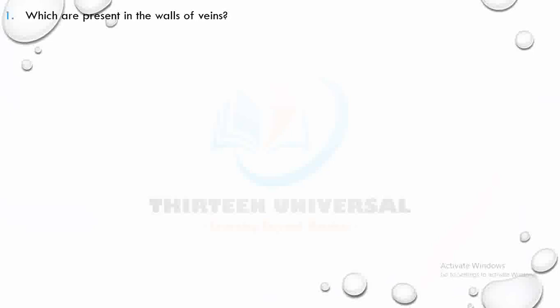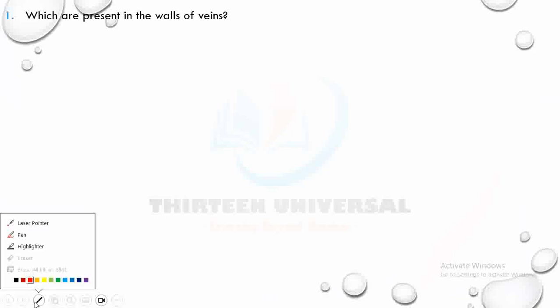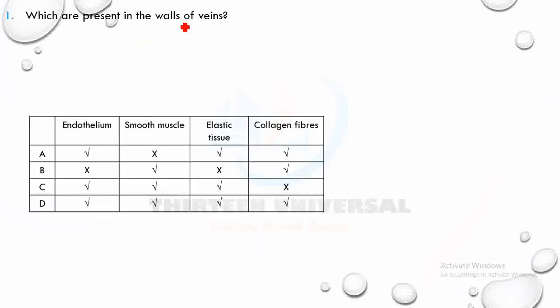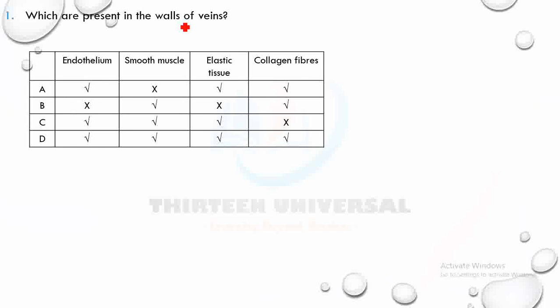Let's solve some questions. Okay, so the first question says what are present in the wall of veins. Okay, pause the video and check it out. So the wall of veins, what are present there? Just like an artery, if you check the wall of veins, just like that of the artery. So what are found there?